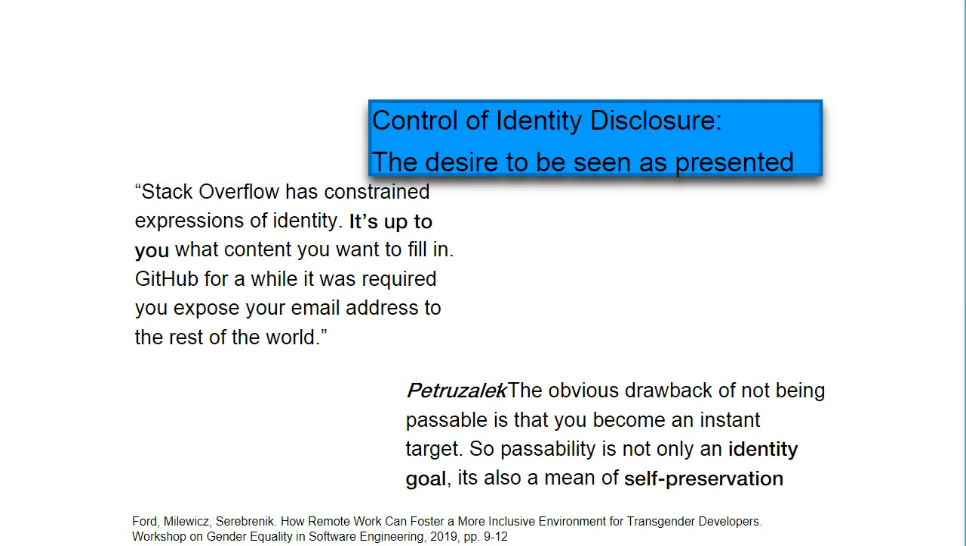GitHub used to be much more demanding in this respect by not only requiring an email address, which is of course logical because otherwise it would not work, but also exposing this email address to the rest of the world. And Daniela Petruzalek in her blog post explicitly stated that this control of identity disclosure, being able to be seen as presented, is not only an identity goal, but essentially a means of self-preservation, given the amount of harassment transgender women experience online.